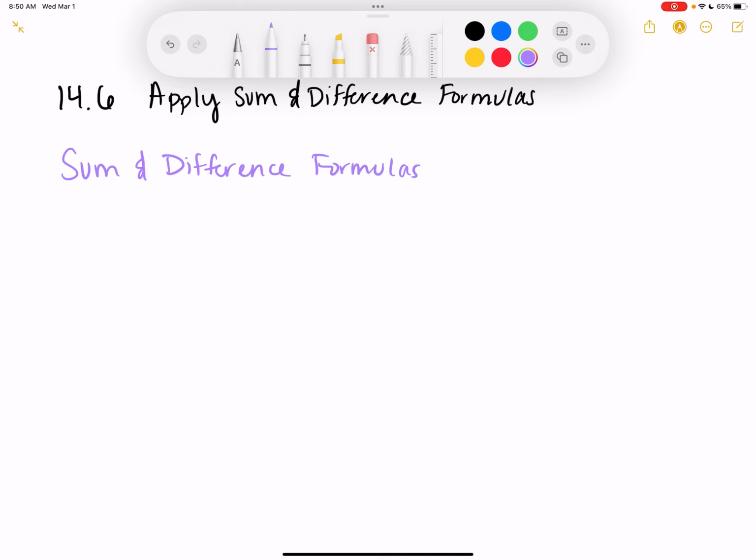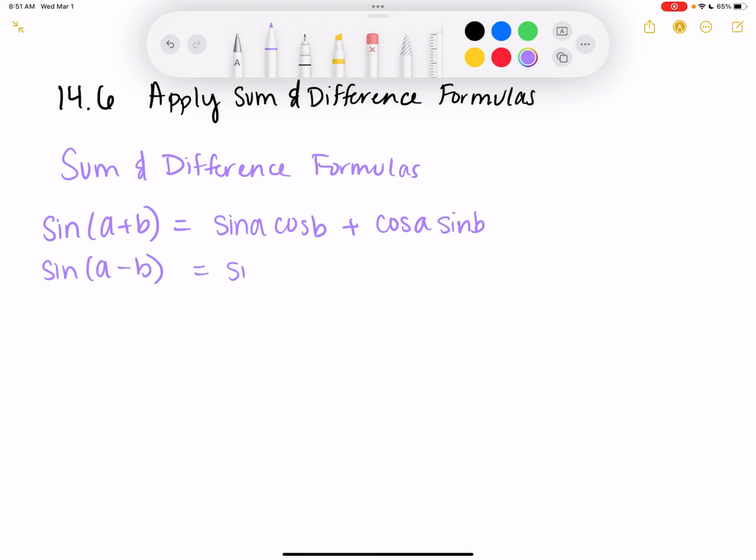They're relatively easy, honestly, because they follow a pattern. If you can memorize one, the other ones kind of just follow. I don't think they're too bad. I think they're a little easier than a lot of the other stuff. So we start out with sine of A plus B, and this is equal to sine A cosine B plus cosine A sine B. Then sine of A minus B is equal to sine of A cosine B minus cosine A sine B.